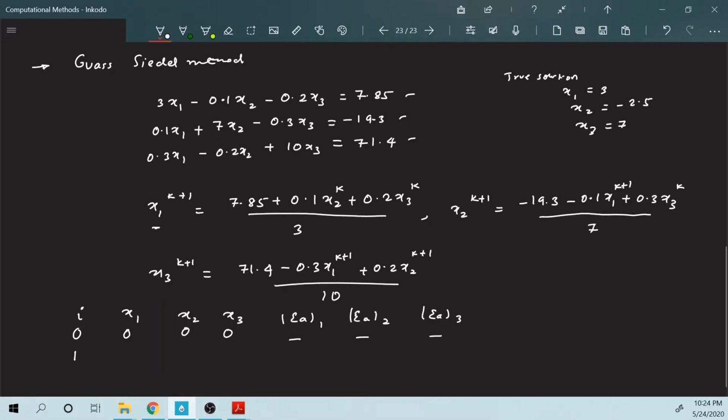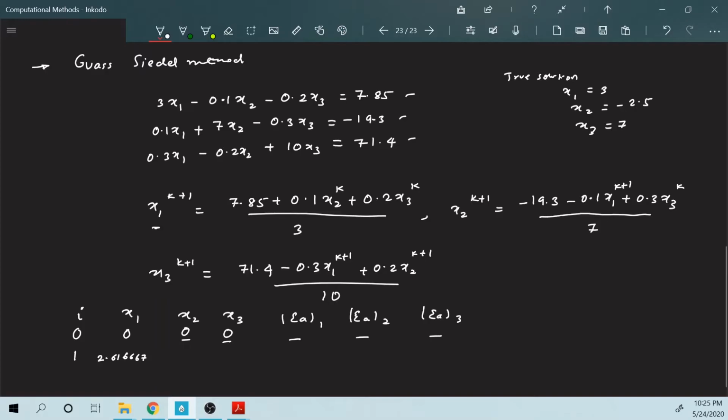So if you see here, to find the value of x1, you are going to substitute the value of x2, that is 0, and x3 0. Okay, and this is the only value you can substitute because you don't have the values of x2 and x3 at this instant. Once you substitute that, you'll find the value of x1 comes out to be 2.616667.